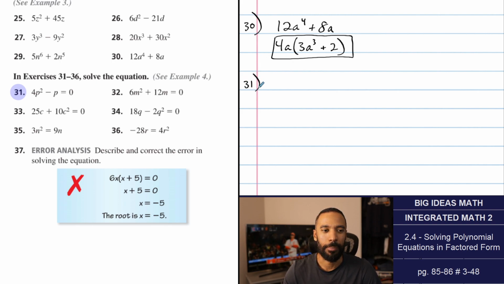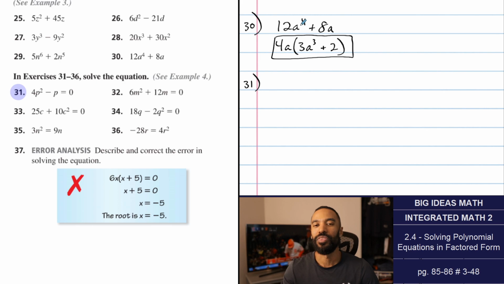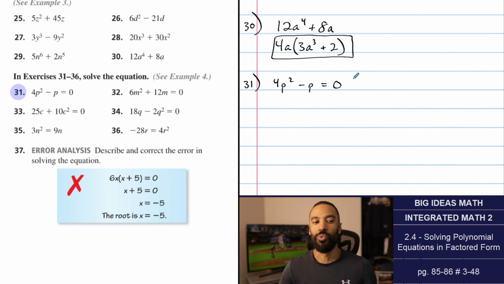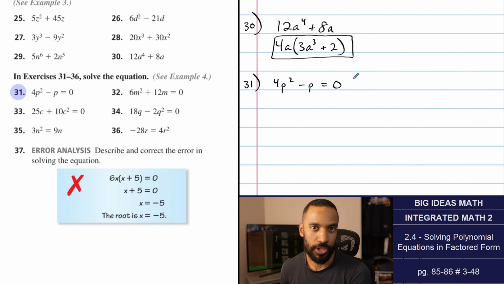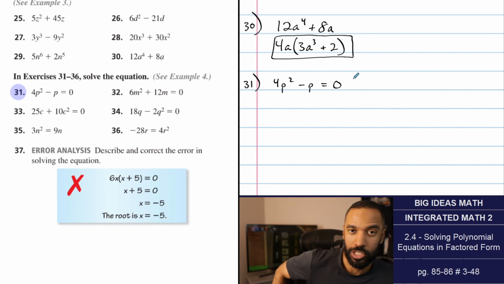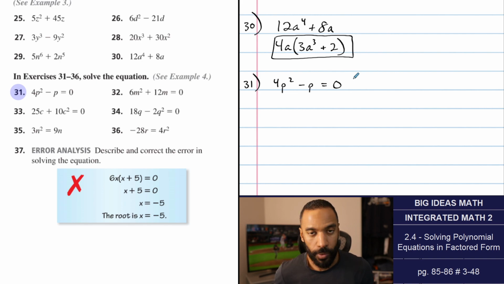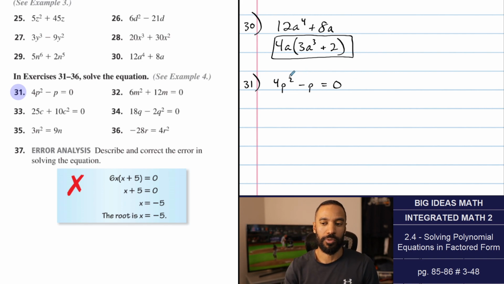All right, now number 31, solve the equation. This is the beginning of solving quadratics, and I think these all look like quadratics, in such a way that you want everything on one side of the equation, preferably in standard form. Find the greatest common factor because there are going to be multiple terms with variables in them, and then solve using the zero product property.